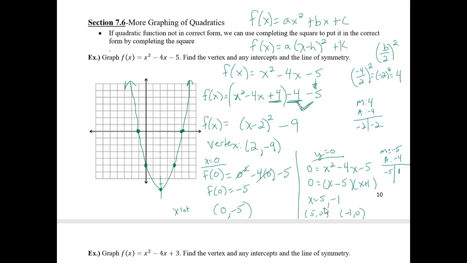And then the last thing it asks is for the line of symmetry. So the line of symmetry always goes through the vertex, and it's that line that gives the mirror image. If I were to fold this in half, they would be identical on either side. So that line is cutting through the x-axis. It's a vertical line at x equals 2. So the axis of symmetry is a line, so it needs to be an equation, x equals 2.